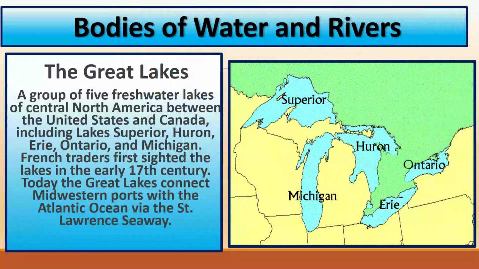Let's take a look at some of the bodies of water and rivers. We'll start with the Great Lakes, a group of 5 freshwater lakes of central North America between the United States and Canada. Includes Lake Superior, Huron, Erie, Ontario, and Michigan. French traders first sighted the lakes in the early 17th century. Today, the Great Lakes connect the Midwestern ports with the Atlantic Ocean via the St. Lawrence Seaway.